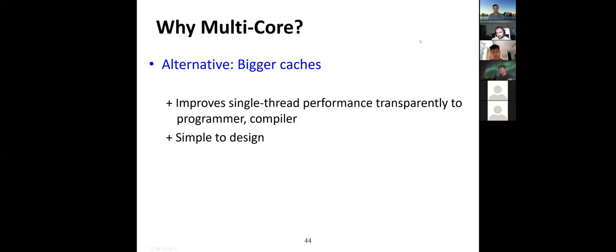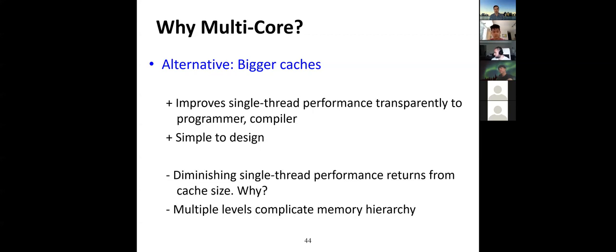Okay, let's move on. Another alternative is bigger caches. They improve single thread performance transparently to the programmer and compiler, and are simple to design. Well, it's easier to say than do, but caches, after you figure out how to do replacements, are relatively straightforward. The problem with caches is diminishing single thread performance returns from cache size. The question to you is why? If I keep increasing the cache size, from 2 megabytes to 4, from 4 to 8, from 8 to 16, why is performance not scalable?